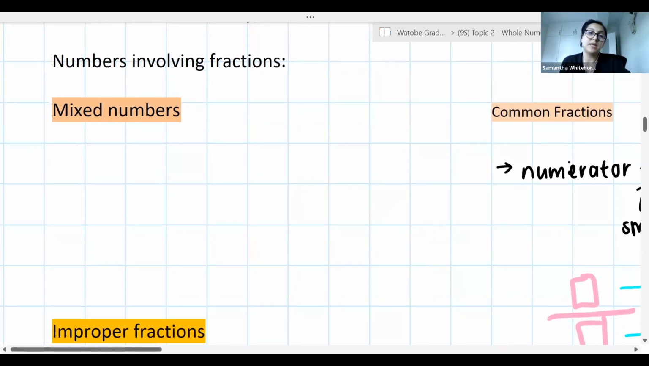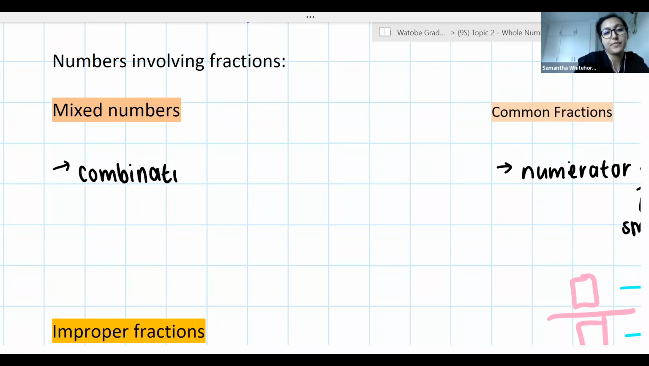Does anyone want to help me and tell me what a mixed number is? Tini, do you want to help us? Hello, ma'am. A mixed number is a number that is written as a combination of a fraction and a whole number. Perfect. I like that. It's a combination of a whole number, I'm going to say integer just because sometimes it can be negative, and a fraction.